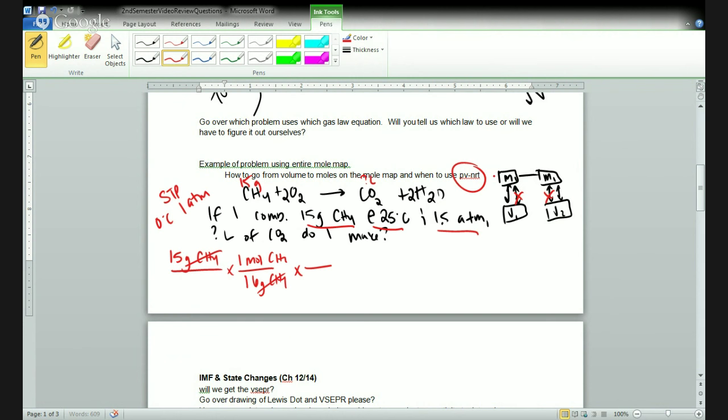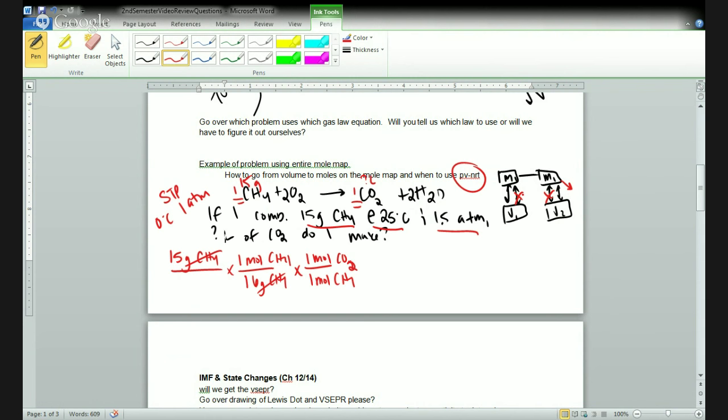Because I want to get to liters of CO2, I have to get to mole 2 second. This is where my mole ratio comes into play. My coefficient in front of CH4 is nothing, so it's 1. My coefficient in front of CO2 is nothing as well, so it's just 1, so my mole ratio is 1 to 1. For every 1 mole of CH4, I get 1 mole of carbon dioxide. And this is where I have to stop my work, because since I'm not at STP, I have to kick out into PV=nRT to do my math.